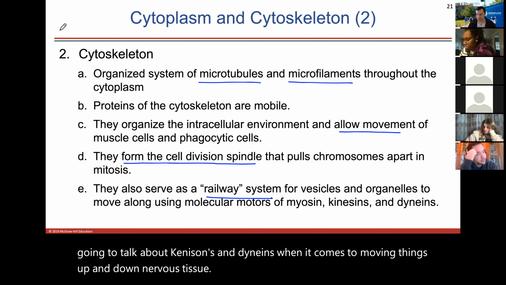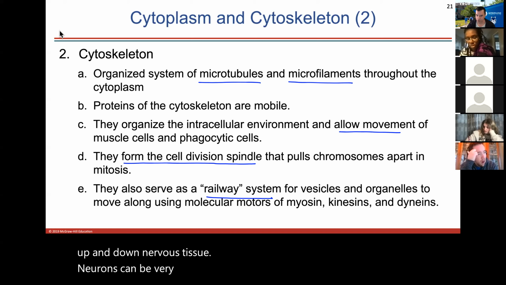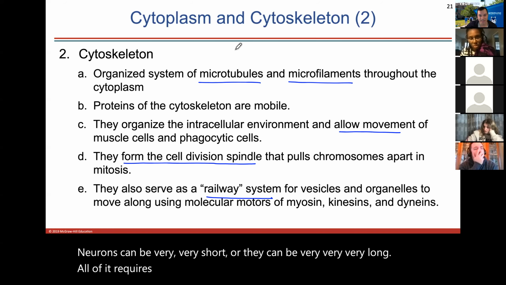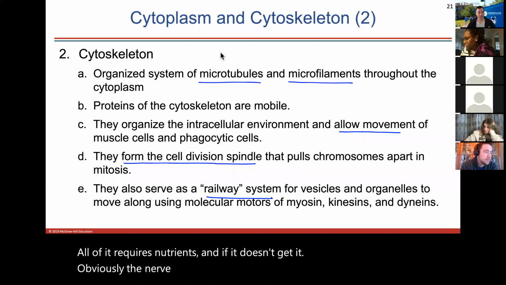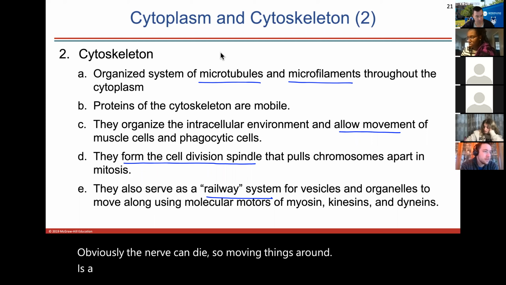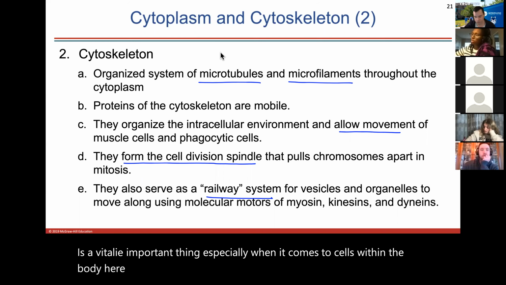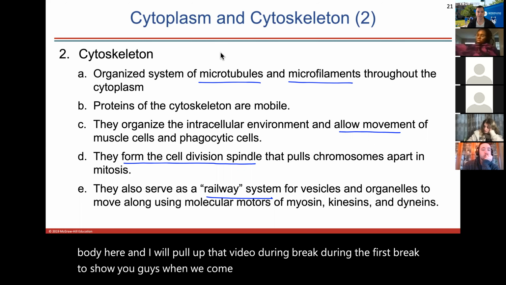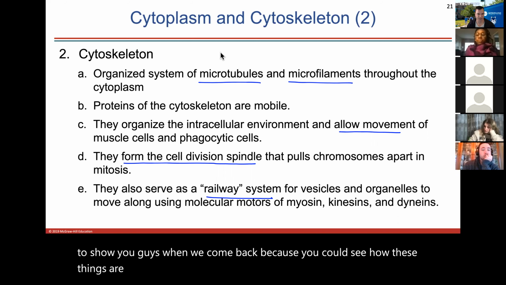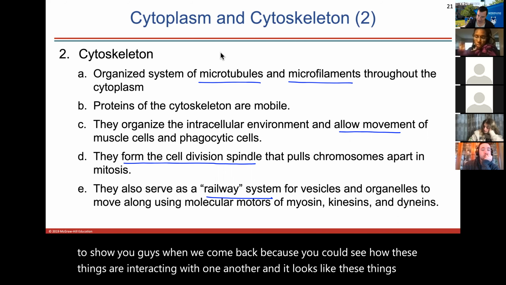Okay? Neurons can be very, very short. They can be very, very, very long. All of it requires nutrients. And if it doesn't get it, obviously the nerve can die. So moving things around is a vitally important thing, especially when it comes to cells within the body here. And I will pull up that video during the first break, to show you guys when we come back, because you could see how these things are interacting with one another. And it looks like these things are walking around. It's kind of creepy.